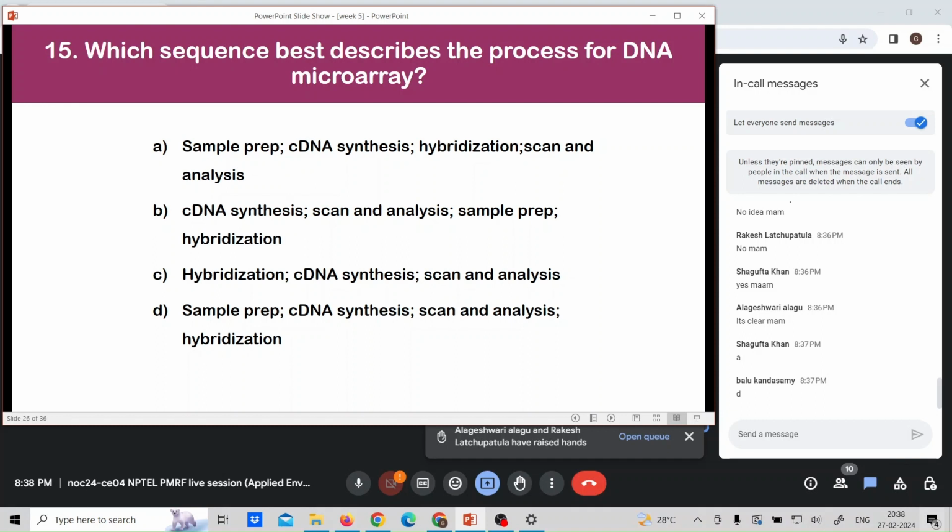Okay, we have two answers. Let's see which one is right. So this is the right order. We perform sample preparation, cDNA synthesis, hybridization, scanning, and analysis.